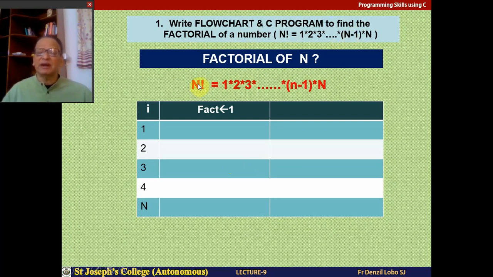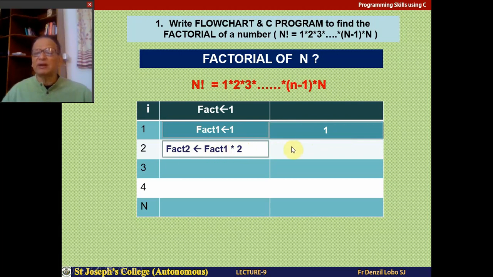Factorial of a number, that is n factorial, is equal to 1 into 2 into 3 up to n minus 1 into n, as I said. So let us say we assign 1 to a variable called fact. So fact 1, the first fact, is equal to 1. Then how do I get 2 factorial? Multiply this 1 by 2. Fact 2 is equal to fact 1 into 2, so it becomes 1 into 2.